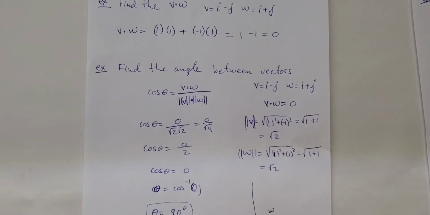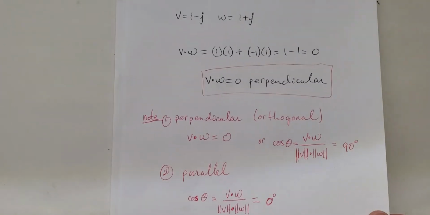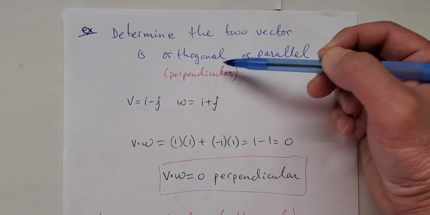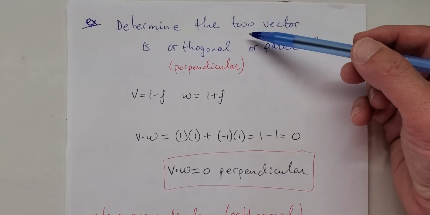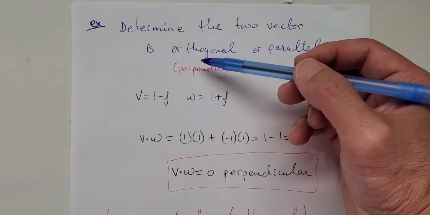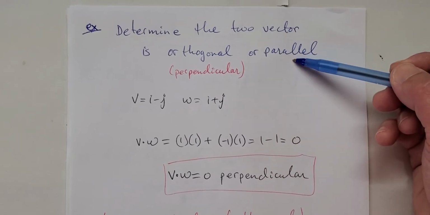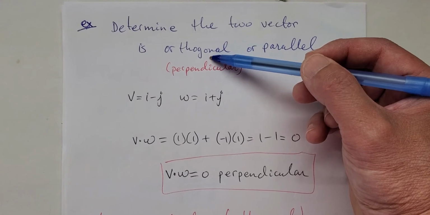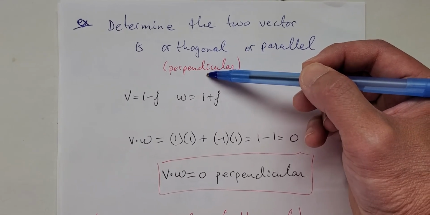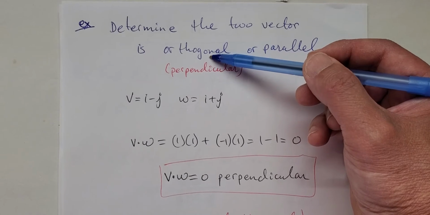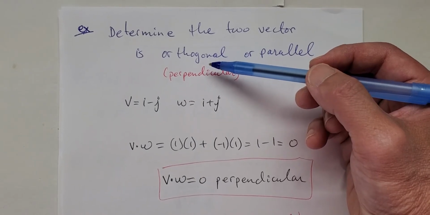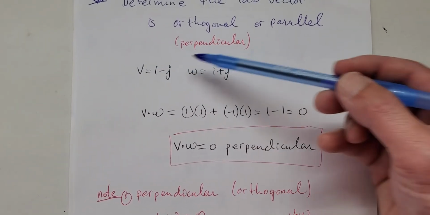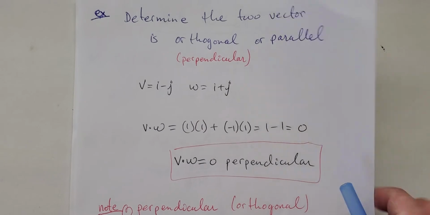All right, so let's do the second page. Now we want to know, are these two vectors perpendicular or parallel? Another word for perpendicular is orthogonal. So are these two vectors orthogonal or parallel? I'm using the same example from the first page.